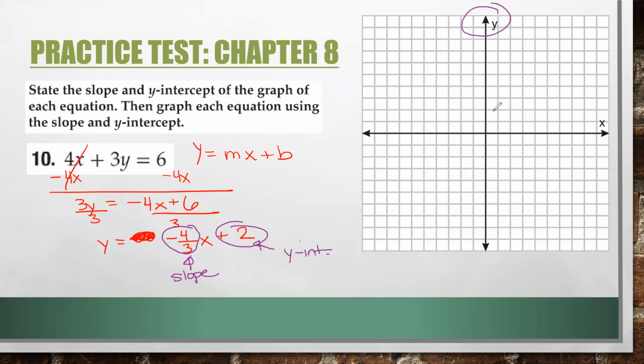So again, it's going to cross the y-axis at +2, and then the slope is negative 4/3. So that means you rise, since it's negative, we're going to go down 1, 2, 3, 4, and then to the right, the run, 1, 2, 3, like that. You could do it again, 1, 2, 3, 4, and then to the right, 3. Or you could even go up 1, 2, 3, 4, and then to the left, 1, 2, 3. Okay. And then you're able to graph your line.